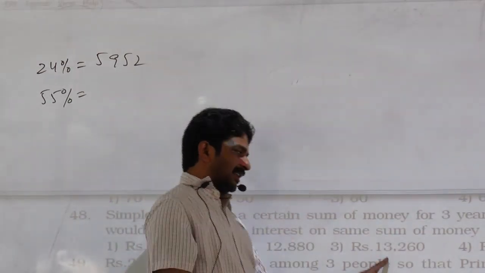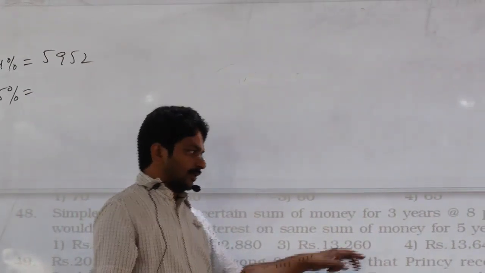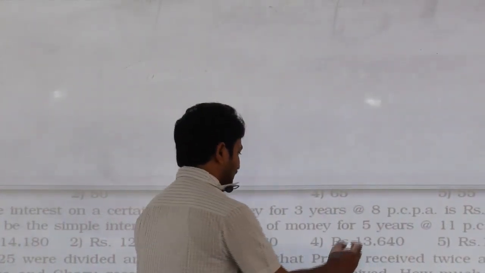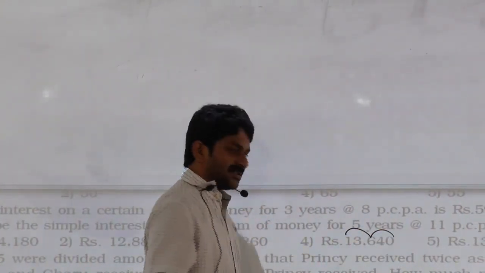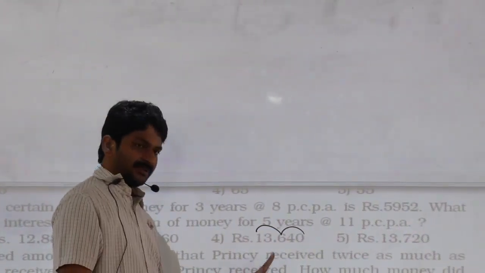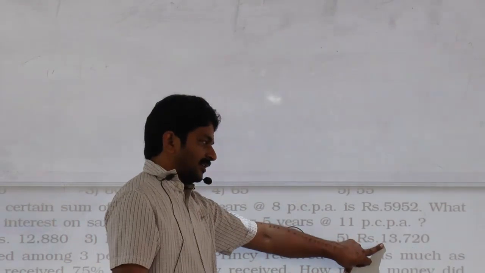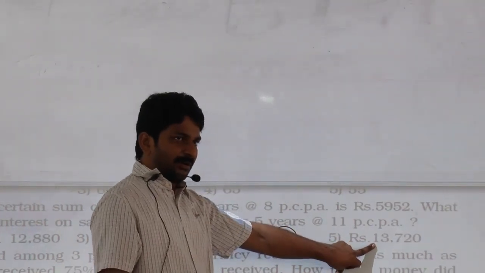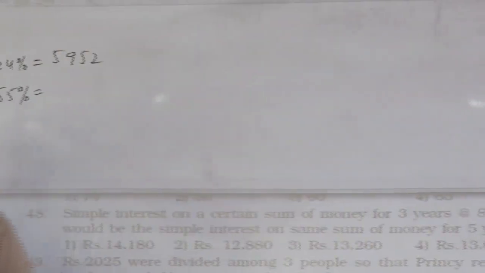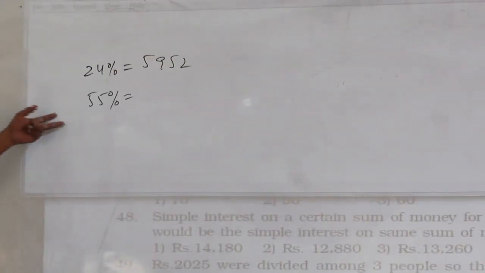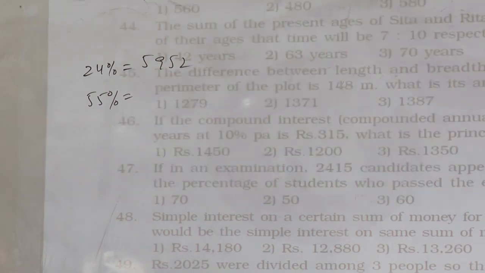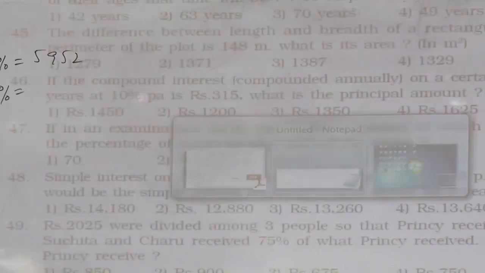Next, third option, is it a multiple of 11? No. Fourth option, is it a multiple of 11? Yes. Sum of alternate digits 1, 6, 0, which is 7. Other alternate is 7. Difference is 0. This is your answer. 13,720, is it a multiple of 11? No. So there is only one multiple of 11: 13,640 is our answer. Otherwise you have to solve it using this method. If you have more than one multiple of 11, you have to go for the full process.